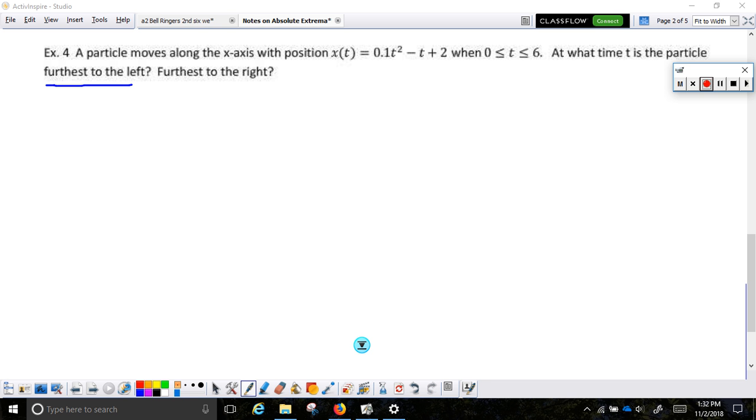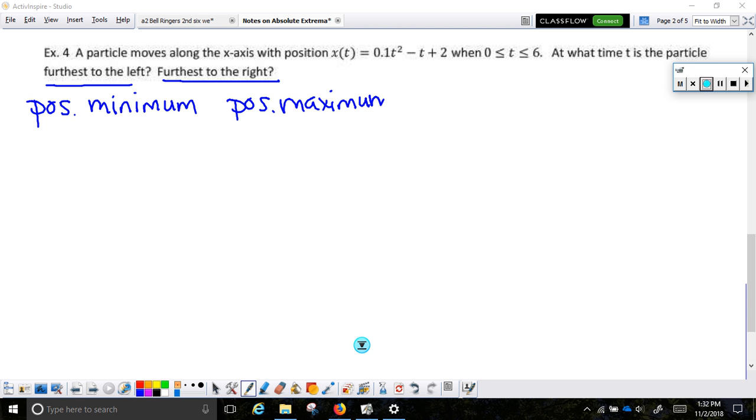So our function that we're given is a position function. When we're asked when is the particle furthest to the left, we're asking when is the position of the particle minimum. When it's furthest to the left, that's when its position would be minimum. When we're asked when the particle is furthest to the right, we're asking when is the position of the particle maximum. So this problem is asking us to find an absolute max and an absolute min of the function given. It just doesn't use those words.